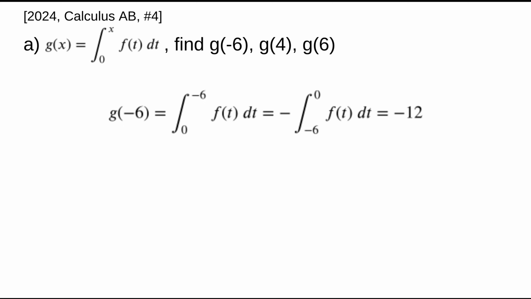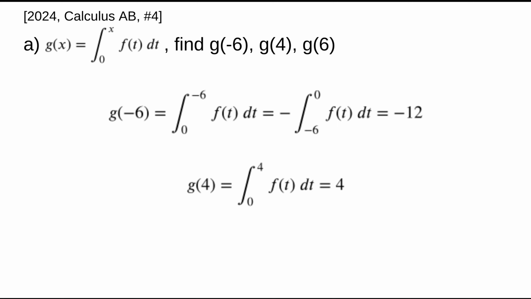So g of -6 would just be the integral from 0 to -6 of f of t dt. And we're given in the question stem that the area of that region is 12, but notice that our bounds are backwards. Our upper bound is lower than our lower bound. So the integral from 0 to -6 of f of t dt is the same as the opposite of the integral from -6 to 0 of f of t dt. And we're given in the question stem that that integral is 12. So this integral is -12. So g of -6 is -12.